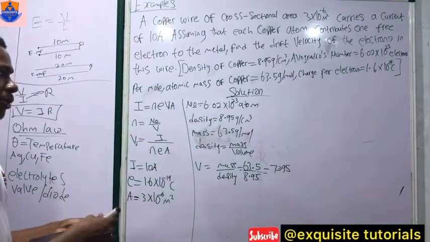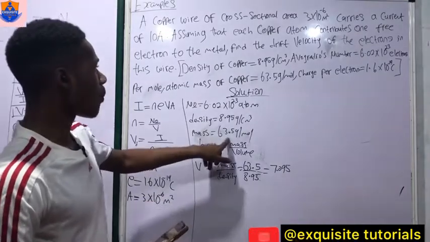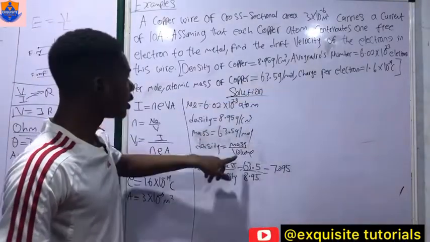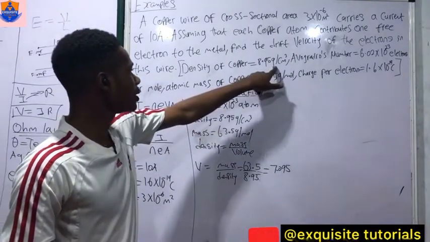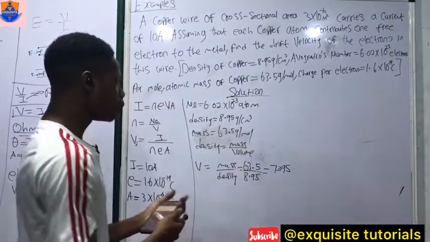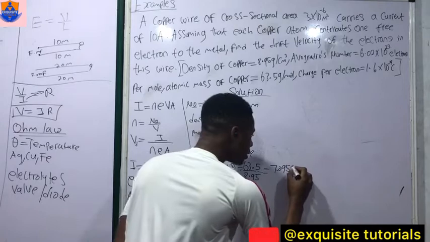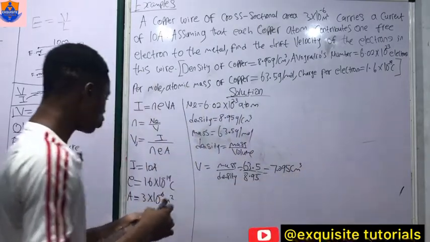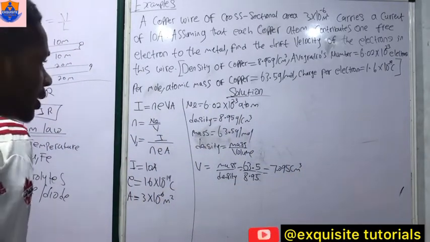Now, what will actually be the unit of the volume? The mass of copper was in grams, and the density was in gram per cm cube, which means the volume will be in centimeter cube. Okay, the volume will be in centimeter cube.